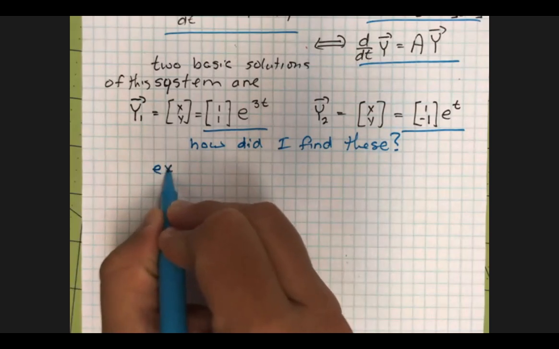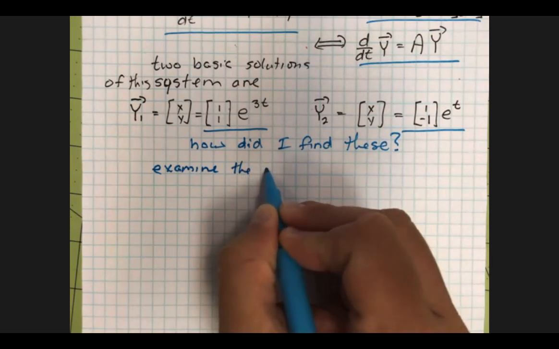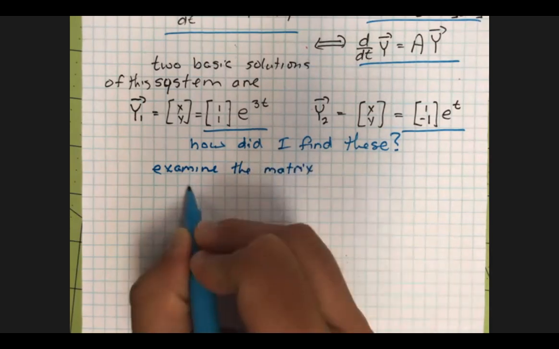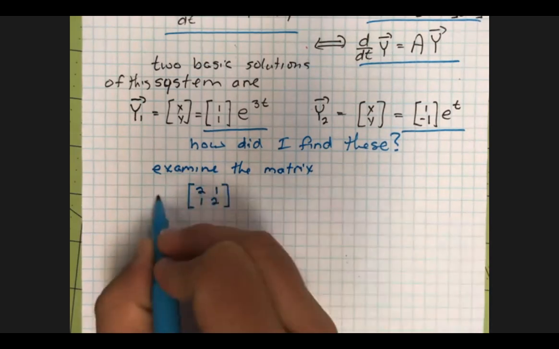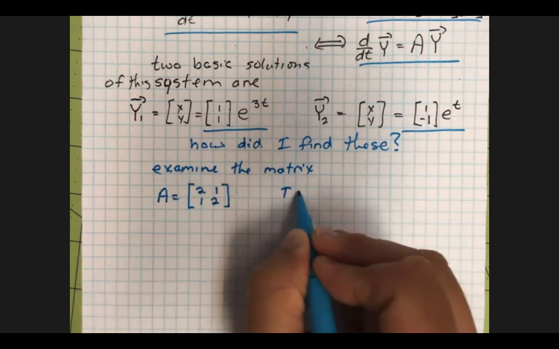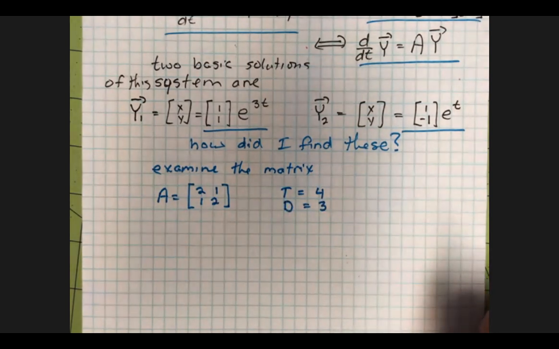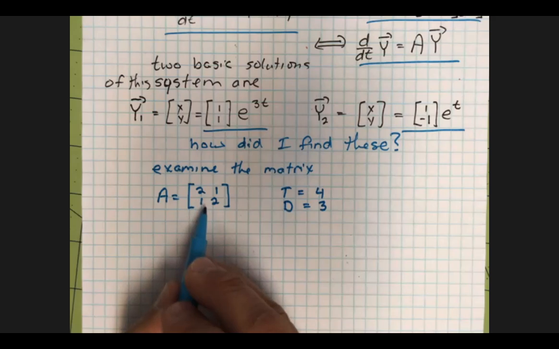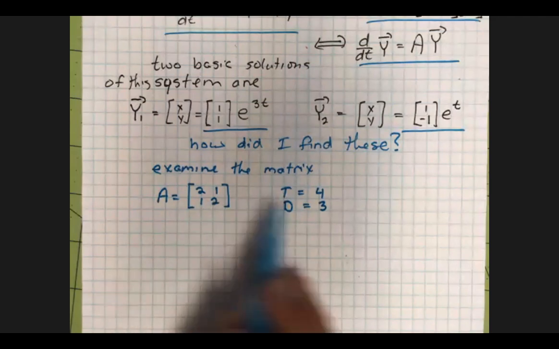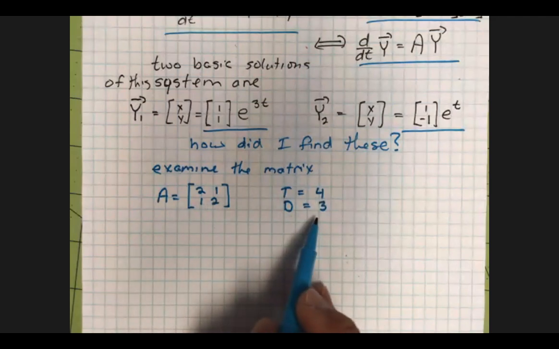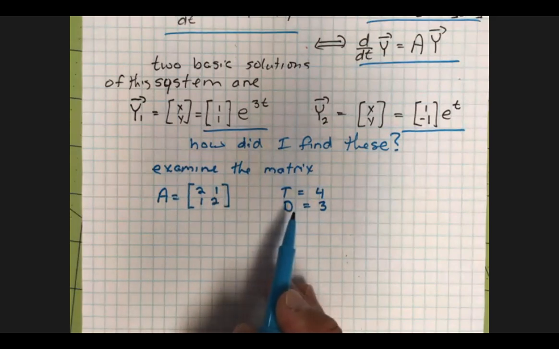So let's examine this matrix. Remember, I told you anytime someone hands you a matrix, the very first thing you do is write down its trace and determinant. So this is a relatively mellow matrix. There's no tricky minus signs to deal with. The trace is 2 + 2 = 4. The determinant, be very careful when you do determinant that you actually subtract. 4 - 1 = 3.